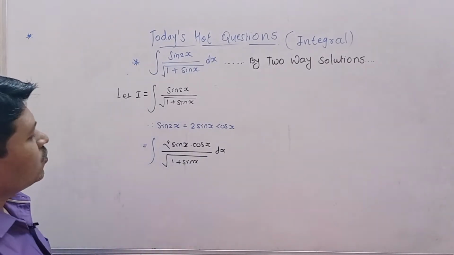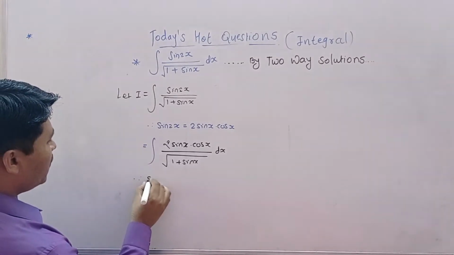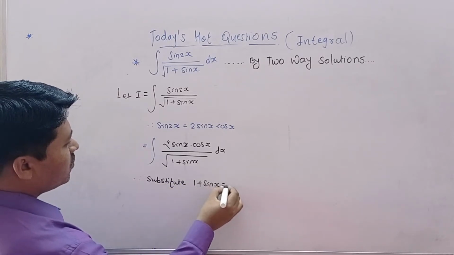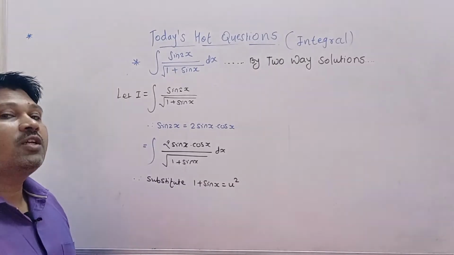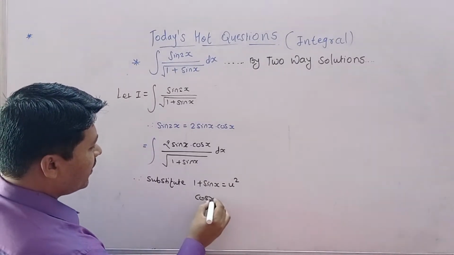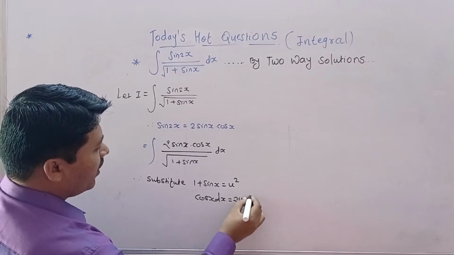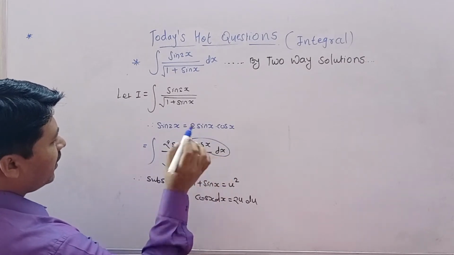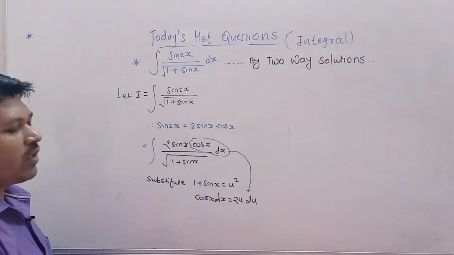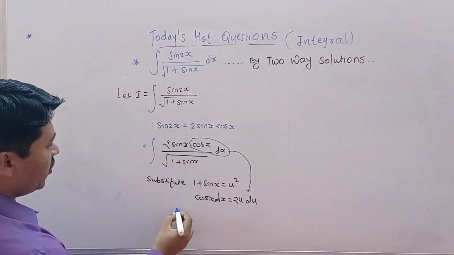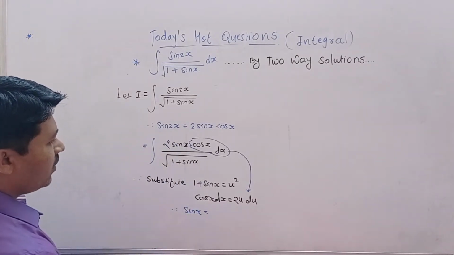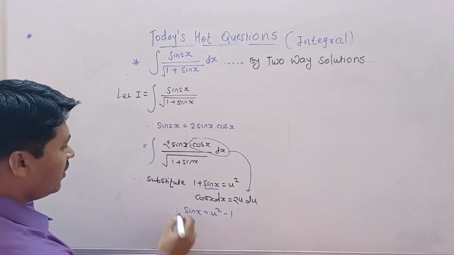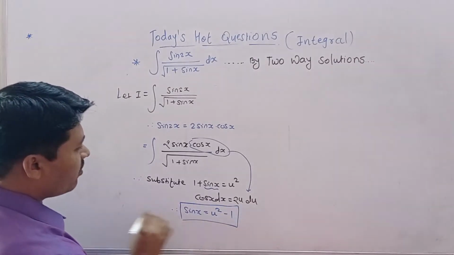Now I can use the substitution method. Therefore, substitute 1 plus sin x equal to u square, and differentiating this, we get cos x dx equal to 2u du. We know that sin x is equal to what value? Yes, sin x is equal to u square minus 1.